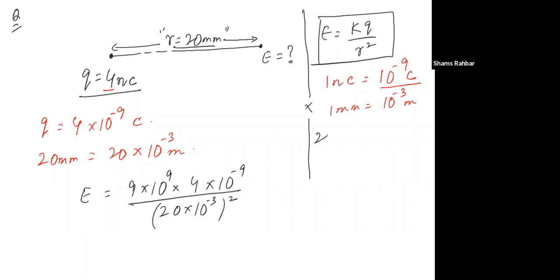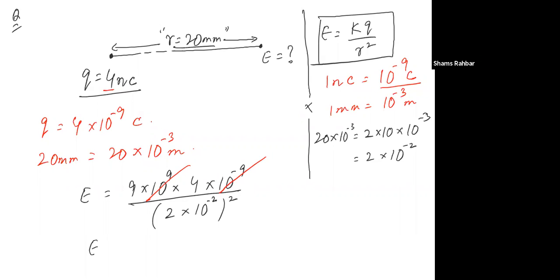बेटा मुझे एक बात बताओ, 20 into 10 to the power minus 3, can I write this as 2 into 10 multiplied by 10 to the power minus 3? Tell me yes or no. Can I write 20 as 2 into 10? Yes, sir. I can write this as 2 into 10 to the power minus 2, right? Now see, 10 to the power 9 and 10 to the power minus 9 cancel out, because this is plus 9 and this is minus 9, so they add up to become 0.